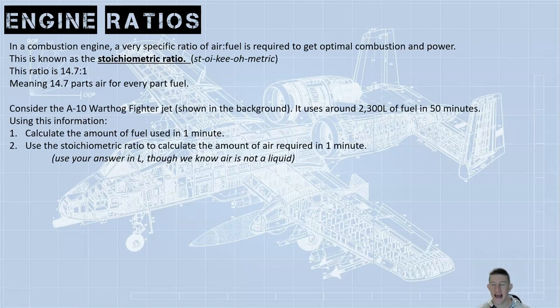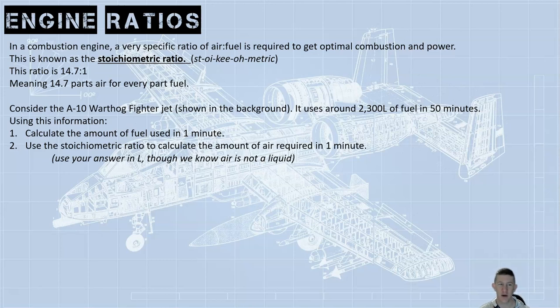The next thing we look at, and I hinted at this earlier on in the video, is this concept of stoichiometric ratio. So it's a cool little word. And the stoichiometric ratio is 14.7 to 1. This is really the sweet spot of a combustion engine to get the optimum amount of power. This means that you need 14.7 parts of air for every part of fuel that you're putting into that engine.